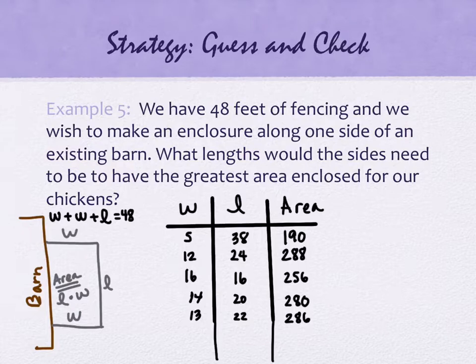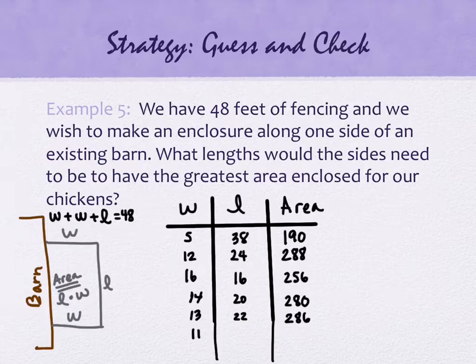Now, I still don't know what happened between 5 and 12 though, right? Could there be a value between 5 and 12 that might actually be bigger? Well, maybe. So I need to test something and see what happens. So what number might we like to test? 11 would be a good choice because that 286 was pretty close to the 288, right? So let's try 11 and see what happens.